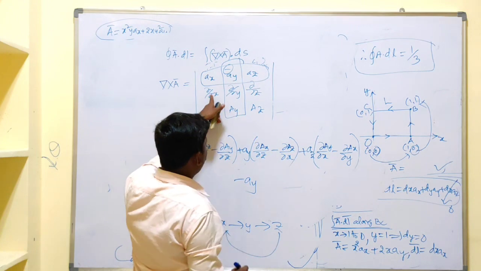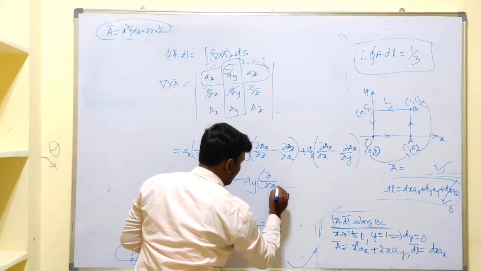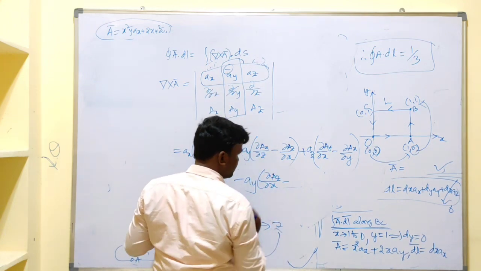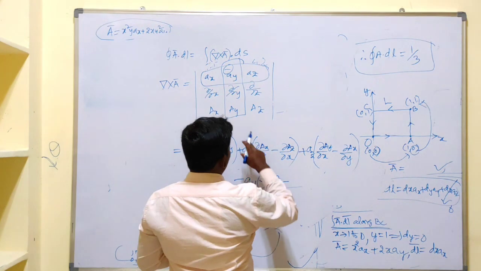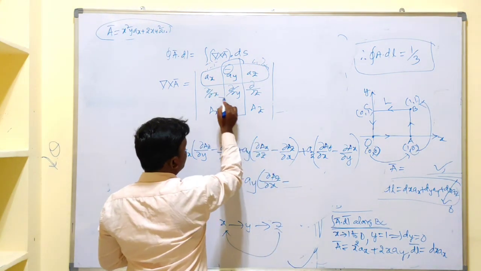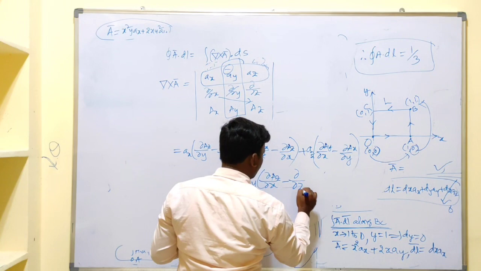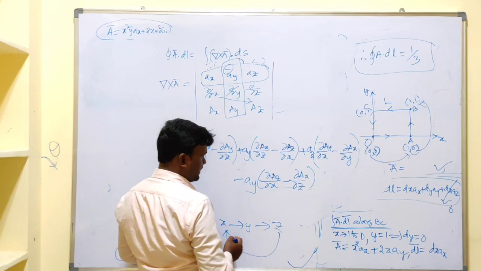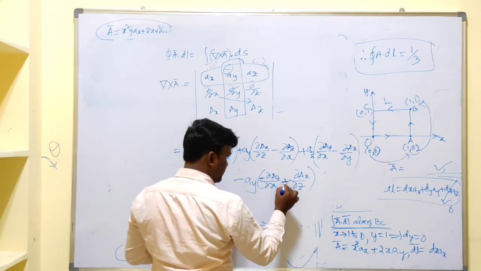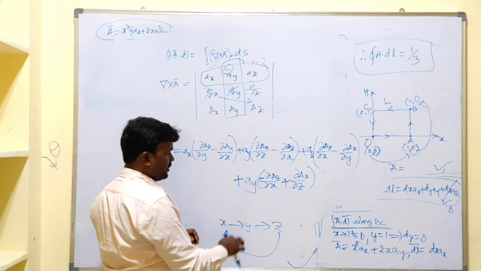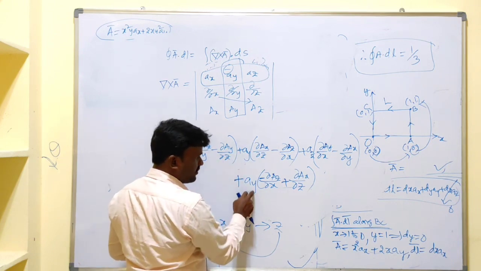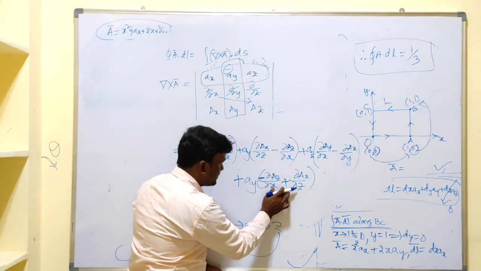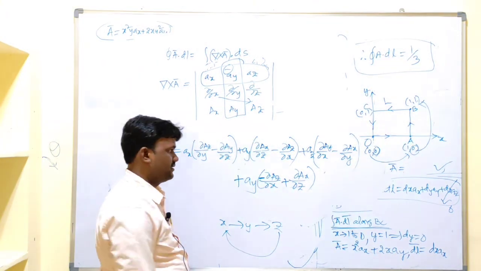The remaining part is ∂/∂x, ∂/∂x. ∂/∂x into az minus ∂/∂z into ax. If I multiply this with the minus sign, this becomes minus and it becomes plus. Here it becomes plus. If you see this one, here I consider plus ay. What I got here is plus ∂ax/∂z minus ∂az/∂x.